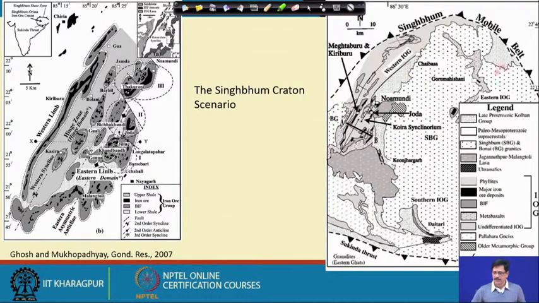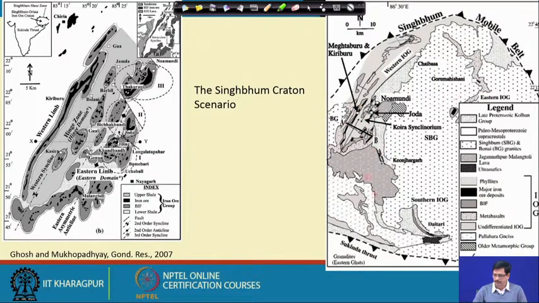Okay. It is a little larger scale map of the Singhbhum Craton. This is the Singhbhum mobile belt separating the northern and southern Singhbhum Craton. I would like to draw your attention to the western part of the Singhbhum Craton, which is essentially known as the Noamundi basin, and which hosts the rich iron deposits and produces iron ore in good quantity for our domestic consumption as well as for exporting.